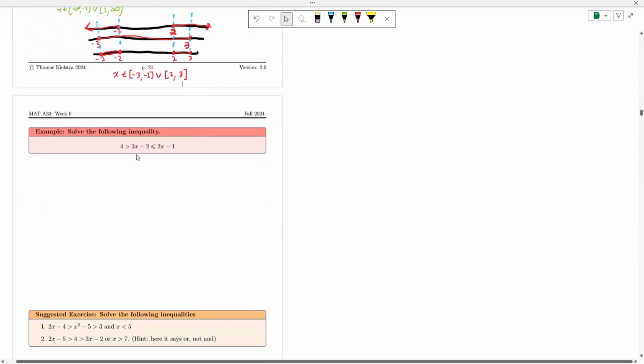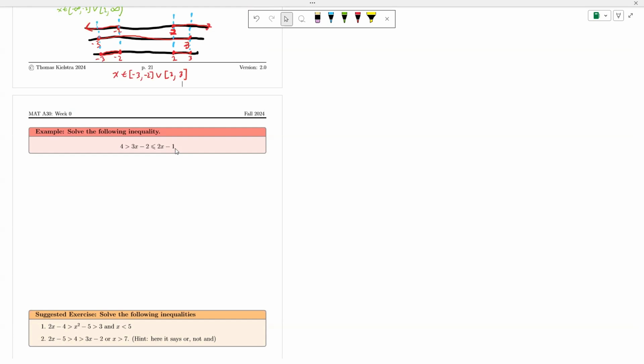So now I have another multiple inequality. And the weird thing here is that I've expressed this in a slightly interesting notation. I've expressed this saying that 3x minus 2 is less than 4, and 3x minus 2 is less than or equal to 2x minus 1. But the 4 and the 2x minus 1 aren't related to each other, which can get people a little confused.